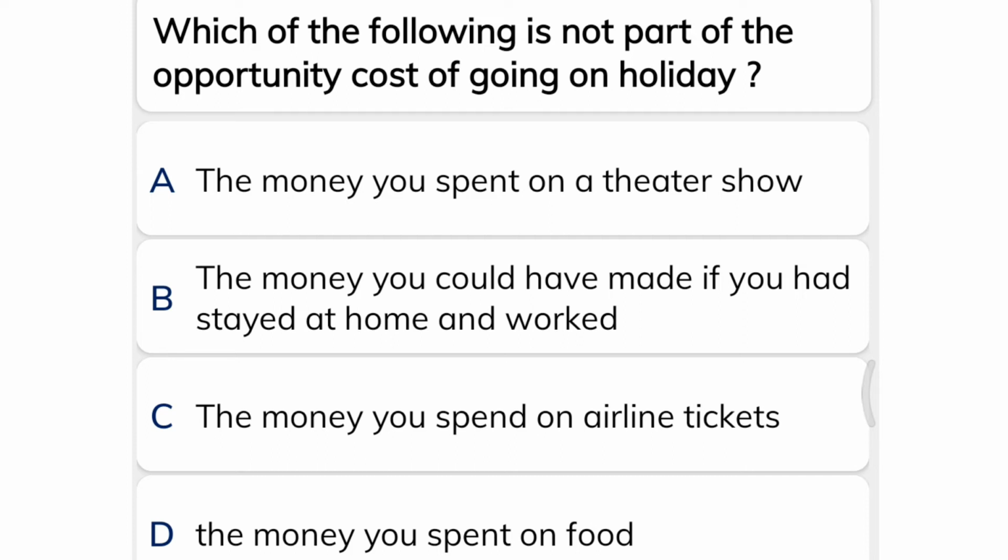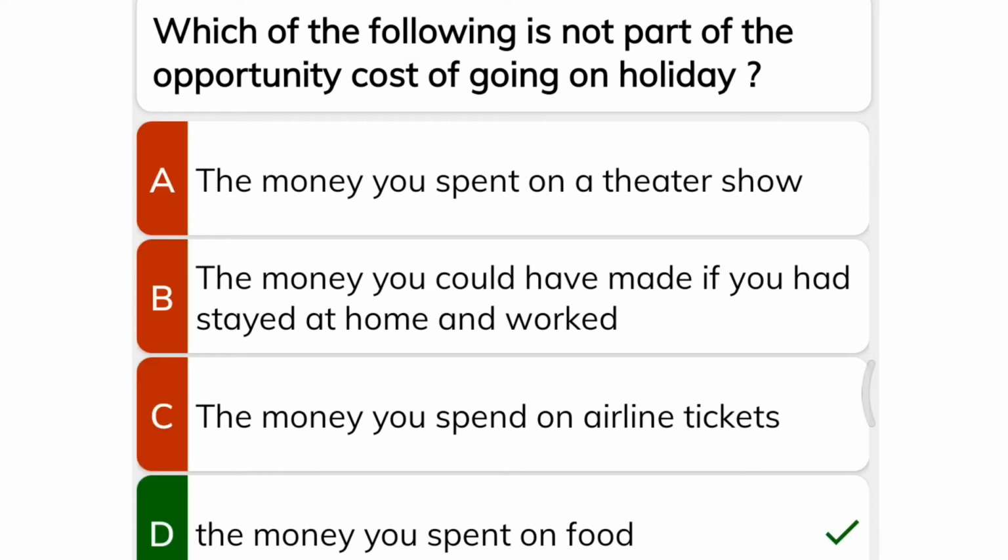Which of the following is not part of the opportunity cost of going on holiday? Option A, the money you spend on a theatre show. Option B, the money you could have made if you had stayed at home and worked. Option C, the money you spend on airline tickets. Option D, the money you spend on food. And the correct answer is option D.